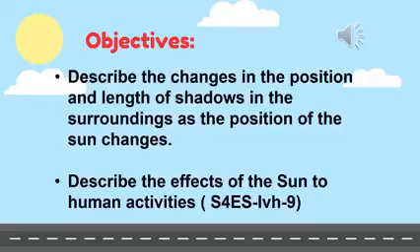After reading and answering the activities in this presentation, you are expected to describe the changes in the position and length of shadows in the surroundings as the position of the sun changes, and describe the effects of the sun to human activities. Specifically, this presentation aims to identify the importance of the sun's heat and light to living things, explain the importance of the sun, and describe how shadows are formed.